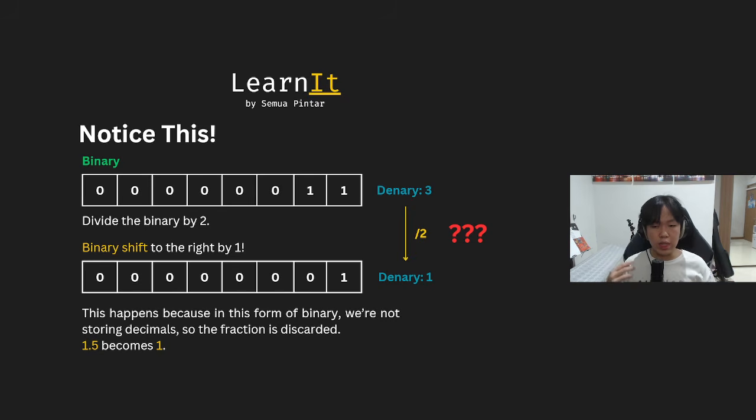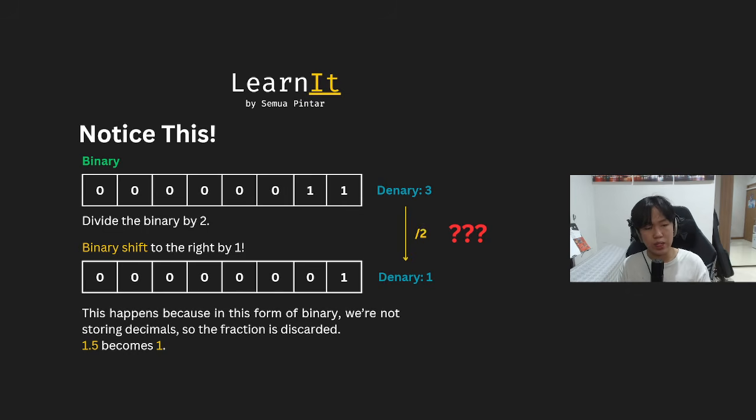What you should notice is that binary doesn't store decimals. It doesn't store fractions. It only stores integers. So denary can't be 1.5 or 1.75. It's only 1, 2, 3, 4, 5. It's only whole numbers, okay? So no decimals. Since 3 divided by 2 is a decimal, it can't store that 0.5.